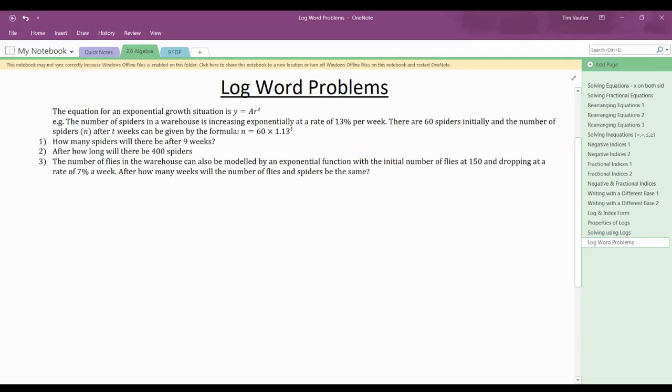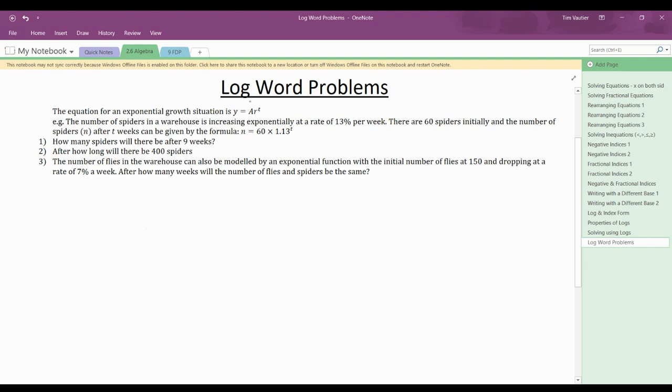In this video, we're going to look at solving a word problem involving logs. Our problem is that the number of spiders in a warehouse is increasing exponentially at a rate of 13% a week, and we've got 60 spiders initially. We're using N for the number of spiders and T for the number of weeks.